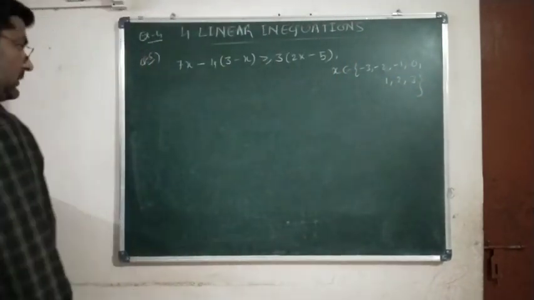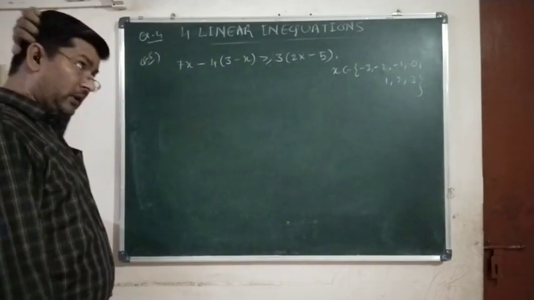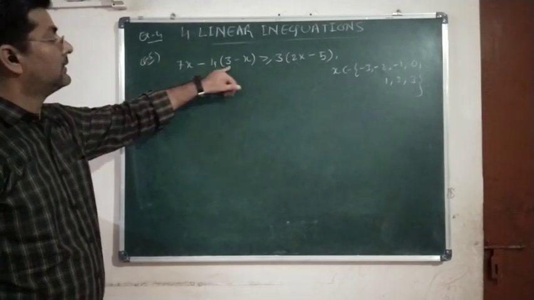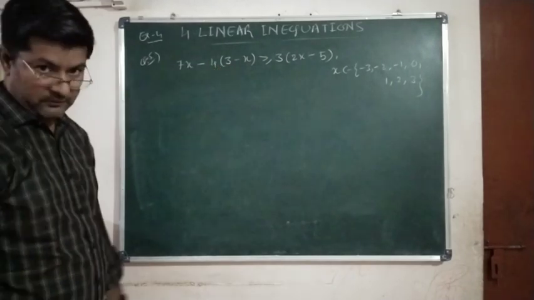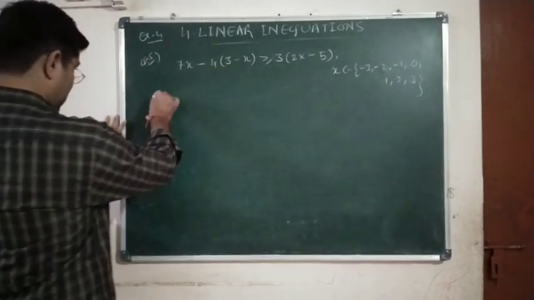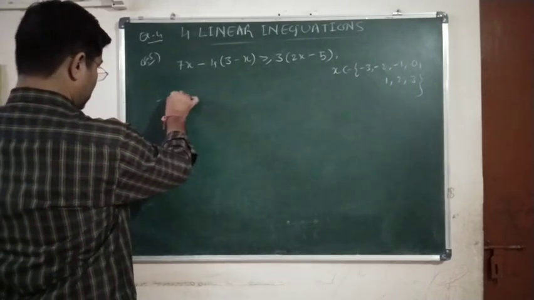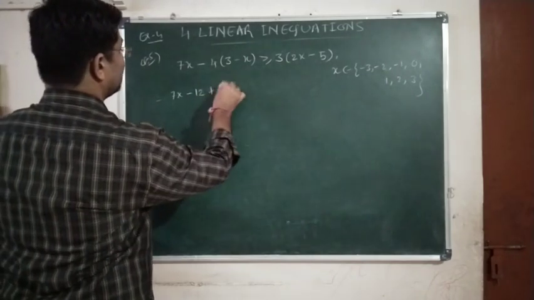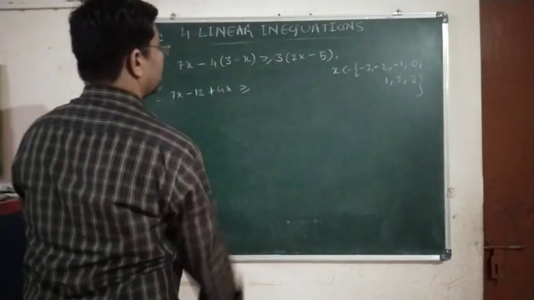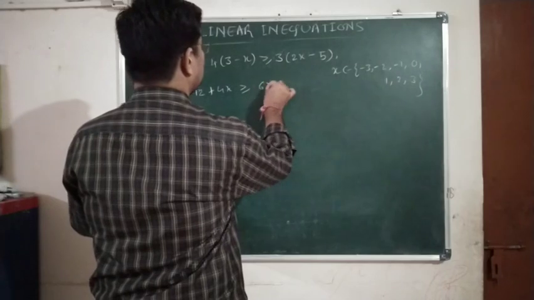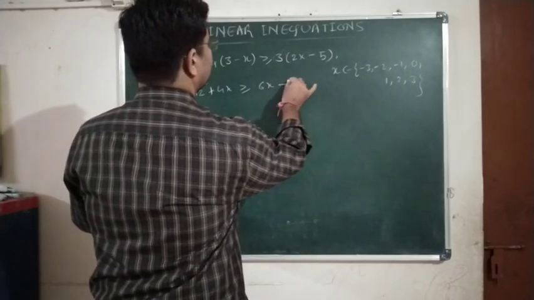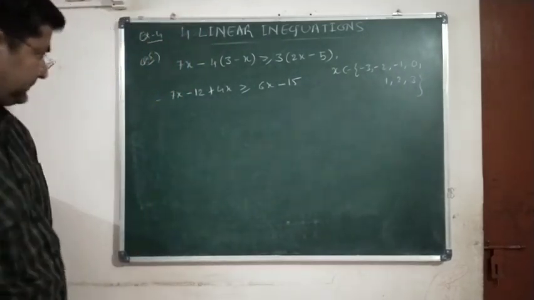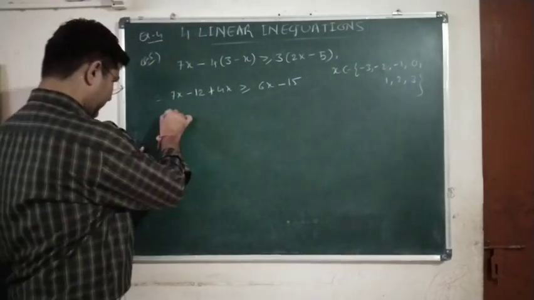Now let us solve the inequation. First we will open these brackets, multiplying this 4 with the two terms inside the bracket. So 7x - 4 3s are 12, minus minus plus 4x, greater than or equal to 3 2s are 6x - 5 3s are 15. Clear?